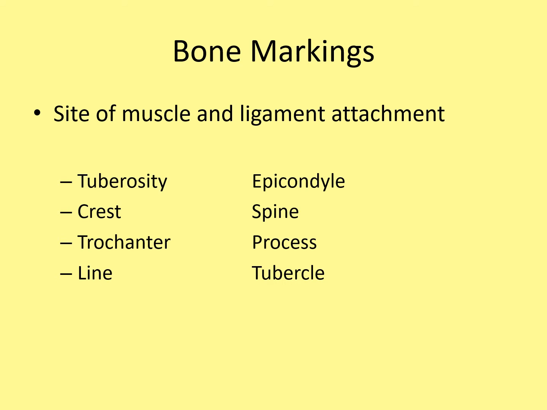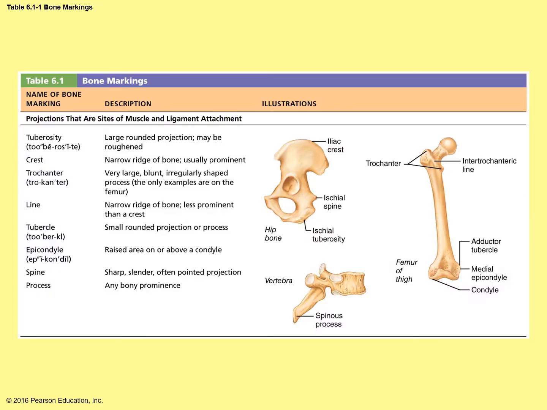The bone markings are where, on the bone itself, there are different smaller structures. There may be bumps, etc. And that's where the muscles and the ligaments typically will attach. Things such as the tuberosity, the crest, the spine. Like I said, these are often where muscles are attaching. It helps you with identification of the bones, and you will need to be familiar with them.